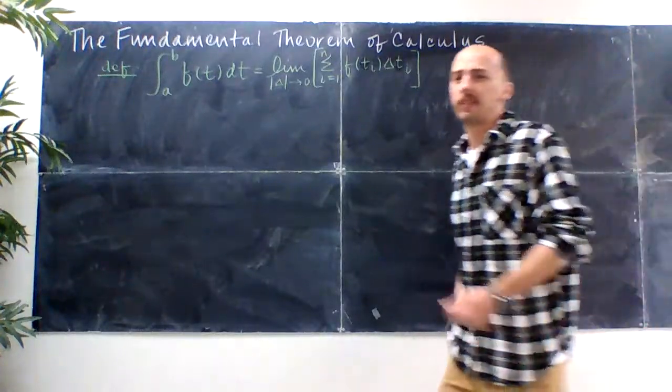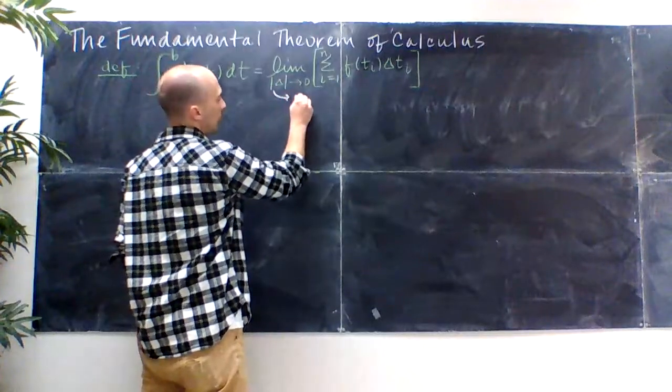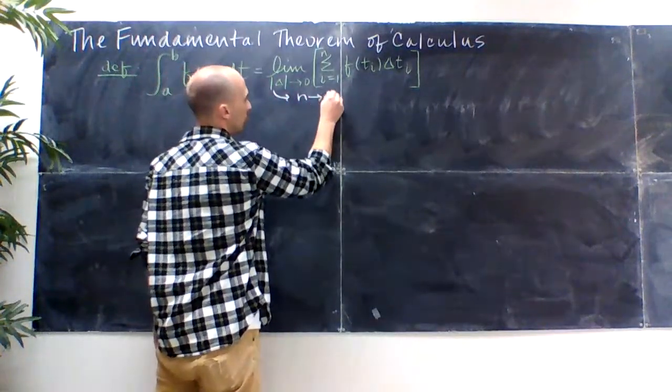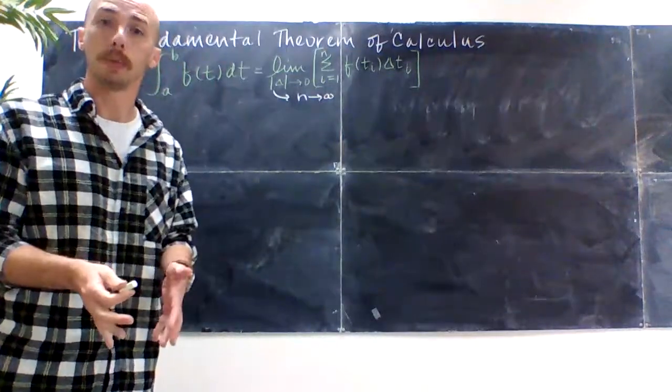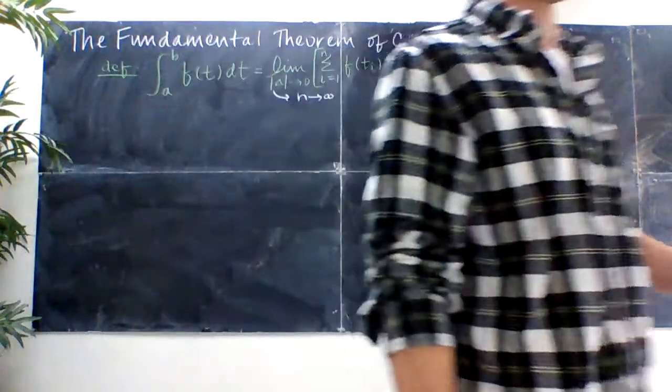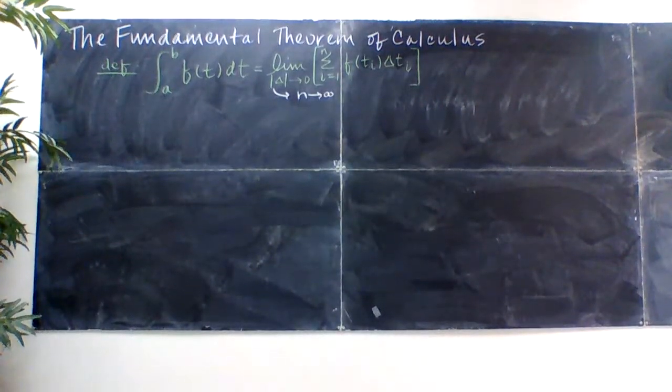Yeah, that's what we call the norm of the partition. That's going to necessarily mean that n goes to infinity. It's the limit of the Riemann sums as we let our rectangles get really narrow and we take a lot of them. Okay, that's the idea. Okay, so the theorem, I'm going to pause and write it out.